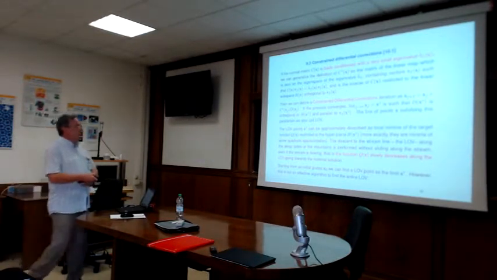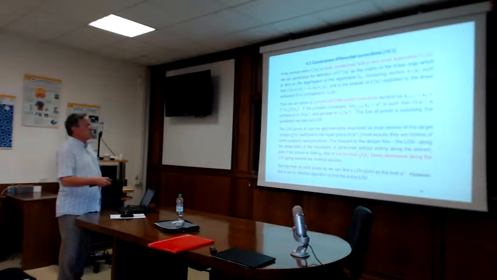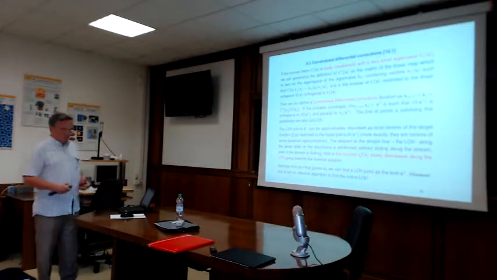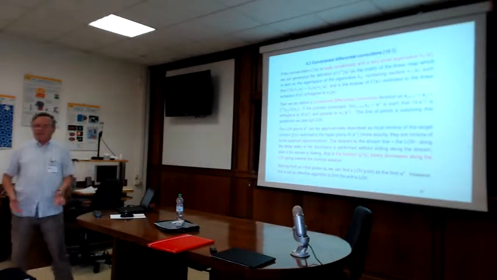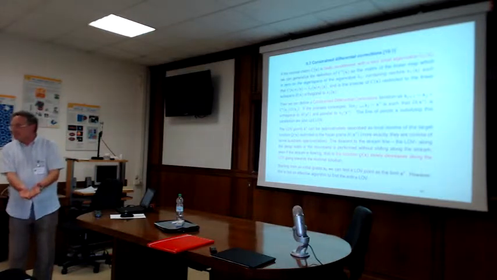The interesting thing is that the line of variation points can be described as local minima of the target function restricted to the subspace H. More exactly, they are minima of some quadratic approximation. To understand this, you have to think of a deep valley. Okay?